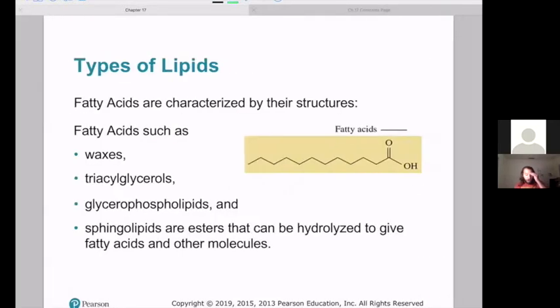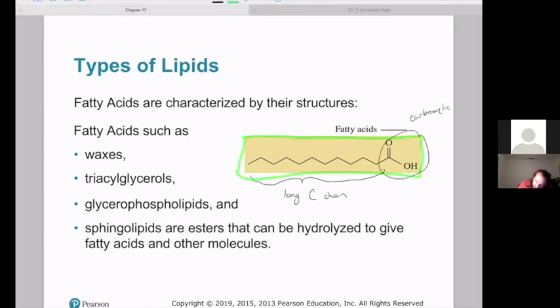Okay, so again, most of the lipids within our bodies fall under these fatty acid categories, meaning that they contain a fatty acid. And what is a fatty acid? A fatty acid is this long carbon chain and a carboxylic acid group.